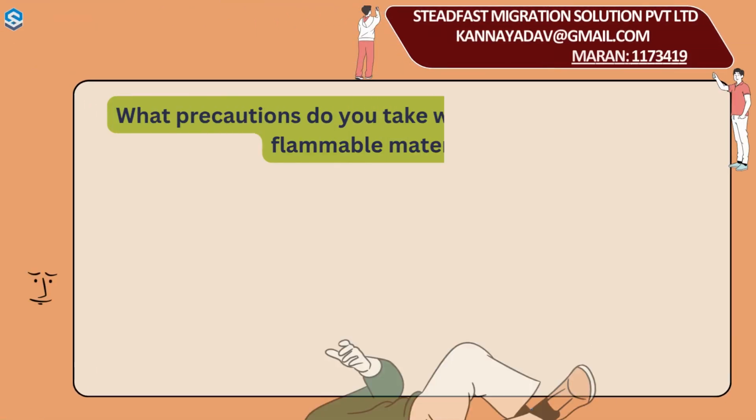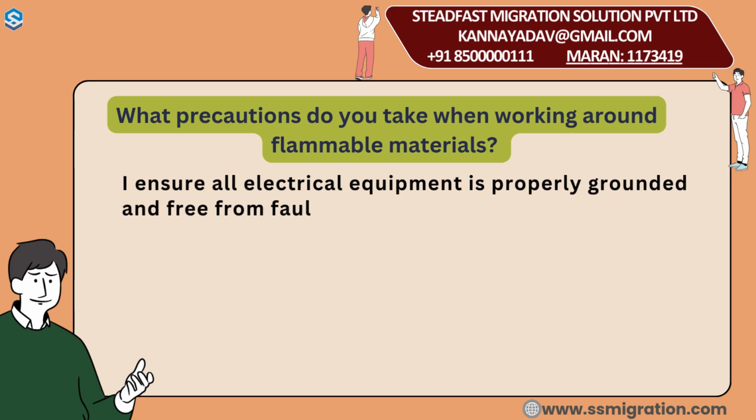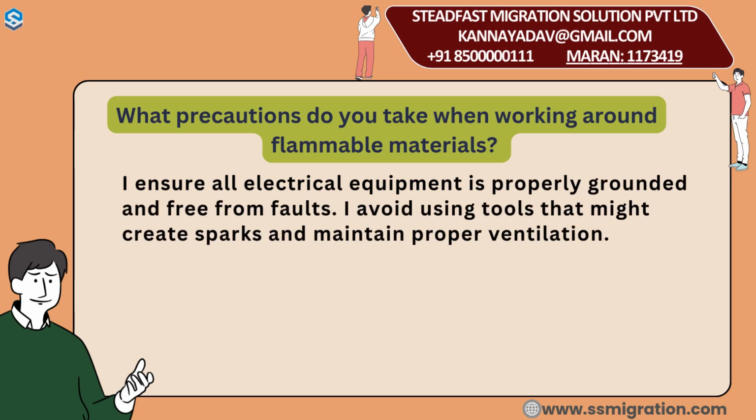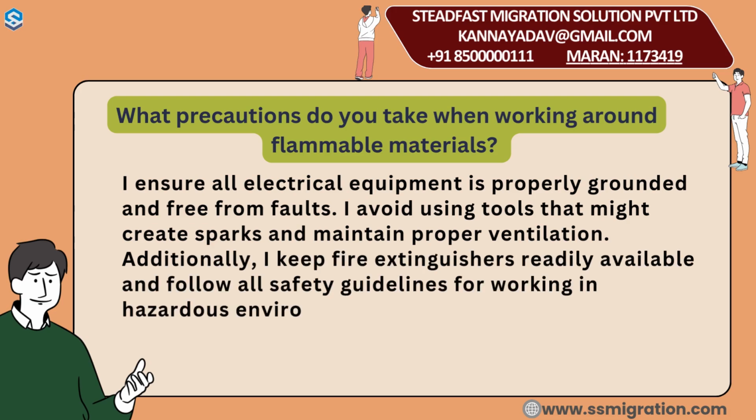What precautions do you take when working around flammable materials? I ensure all electrical equipment is properly grounded and free from faults. I avoid using tools that might create sparks and maintain proper ventilation. Additionally, I keep fire extinguishers readily available and follow all safety guidelines for working in hazardous environments.